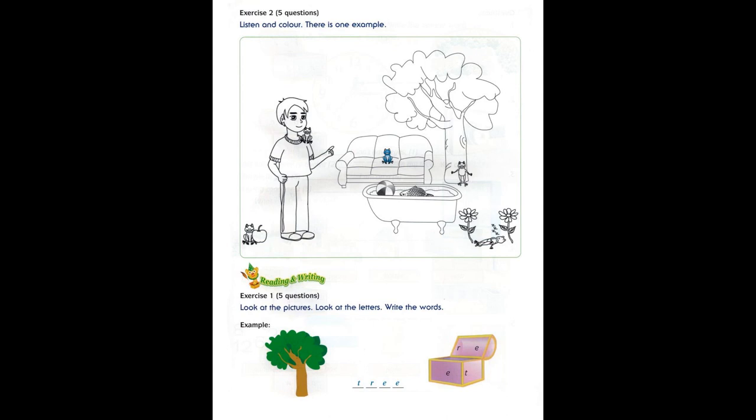Exercise 2. Look at the picture. Listen and look. There's one example.